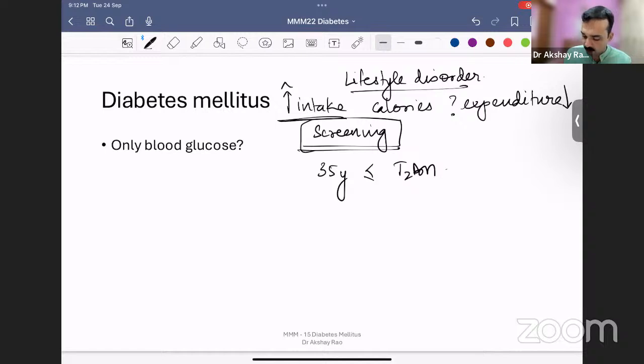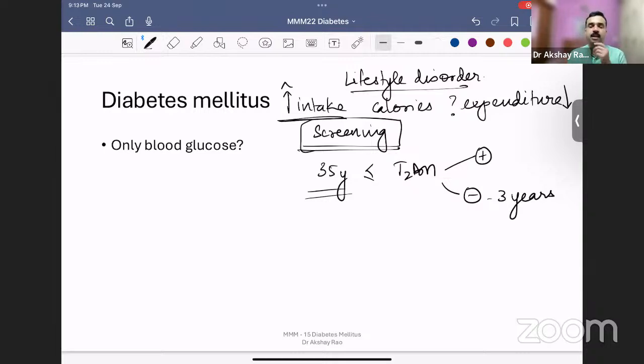If the person is diagnosed, then you have to manage accordingly. If the person does not have diabetes, then you can repeat it once in 3 years. And by the time they are 45 and above, it's better to do it yearly. Screening asymptomatic patients is what is recommended by ADA. 35 is the cutoff.